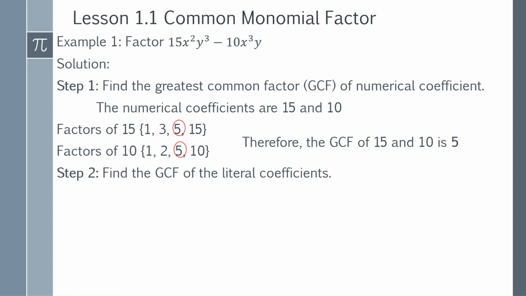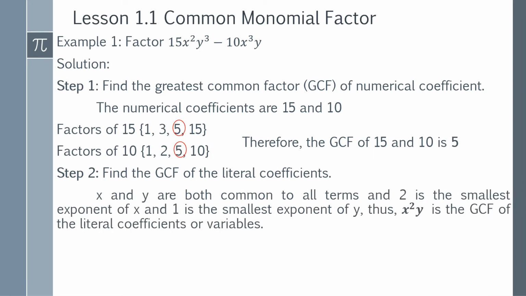So, dito, asan ang mga literal coefficients na makikita mo sa parehas na term? Very good. X tsaka Y, merong parehas sa both terms. X and Y are both common to all terms, and 2 is the smallest exponent of X. Tama. Ang pinakamaliit na exponent ng X ay 2. And 1 is the smallest exponent of Y. Remember, invisible exponent ng Y dito sa dulo ay 1.